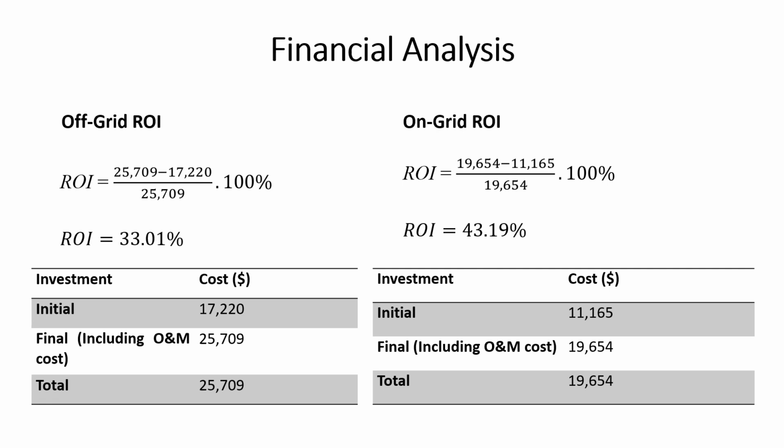The reason is that in the on-grid system, the power is available from the grid. So instead of setting up a bulk size renewable system, we can buy a small size renewable system and get the remaining power from the grid. So it gives us higher ROI and less NPC and less LCOE as well. This ROI calculation proves that the on-grid hybrid energy system is financially more feasible than the off-grid system.